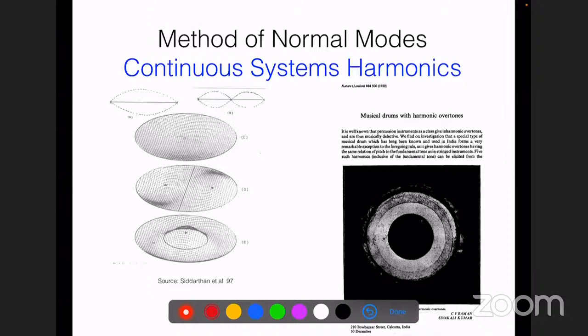Vishnu has a question. Do all normal modes have the same frequency? No, they will not have the same frequency. In some cases, frequencies can be coincident, and we will not really look at such specific cases. In general, the frequencies will be distinct. They will not be coincident.